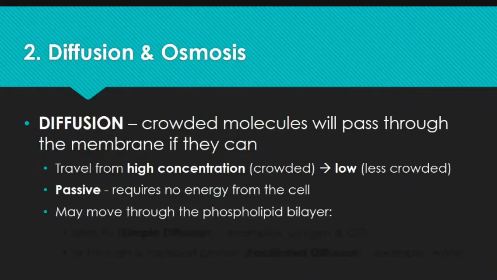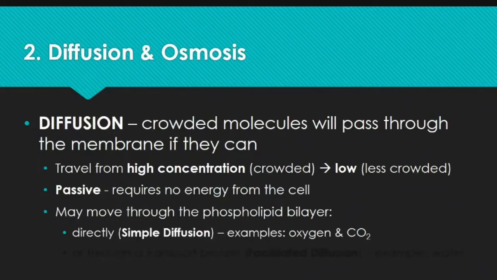If a molecule is diffusing, it can either move through directly through the phospholipid bilayer between the phospholipids. If it does that, we call that simple diffusion. Some examples of molecules that can do that are carbon dioxide and oxygen, which is really, really important. That's how we can oxygenate our blood from our lungs, and then we can send that oxygenated blood to our less oxygenated tissue to give those cells the oxygen they need.